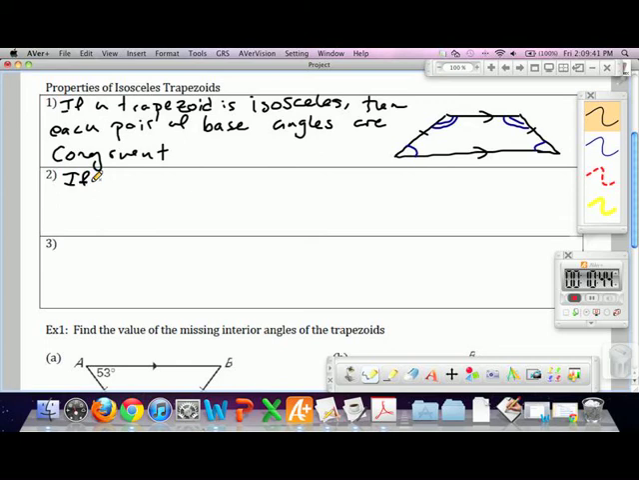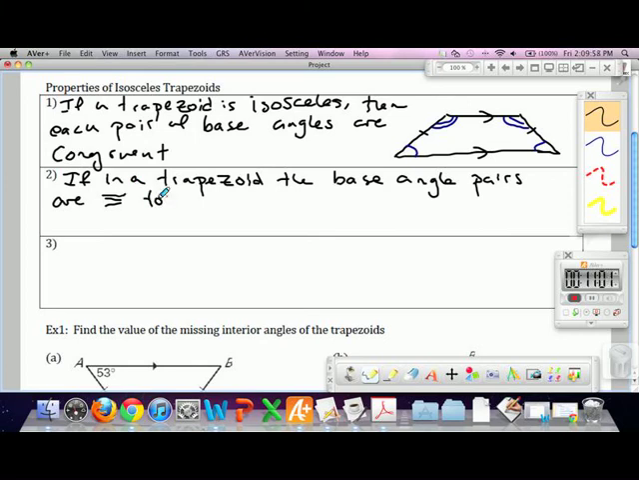So if in a trapezoid the base angle pairs are congruent to each other, then it is isosceles. So if you start with those angles, and they're congruent, then the side lengths are the same length. You get that it's isosceles. So we can know something about the length of the sides.